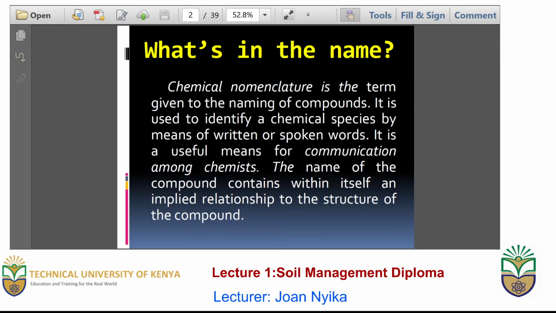Chemical nomenclature is a name given to naming of compounds. It is used to identify a chemical species by what it means. That is, when you are reading it loudly or when you are writing it, you can use the various chemical symbols that we will look at. It is very important for communication. That is, it distinguishes one chemical or one compound or one element of the periodic table or one molecule from the other.